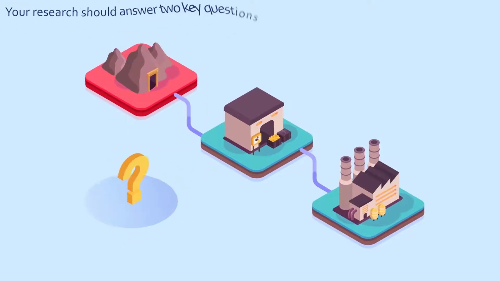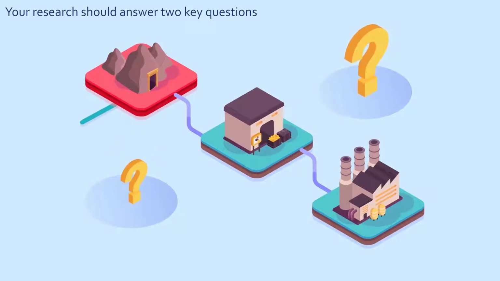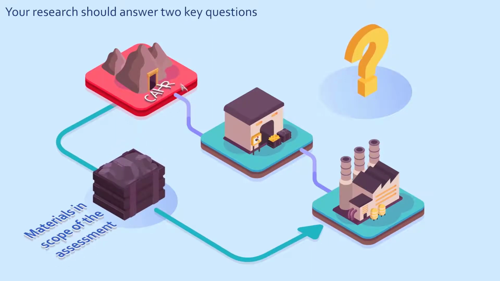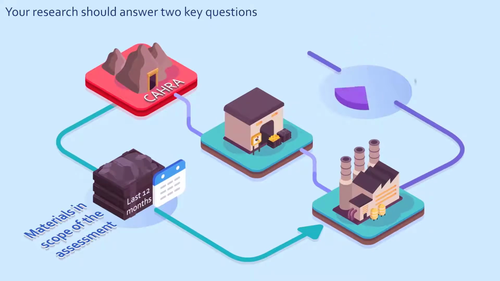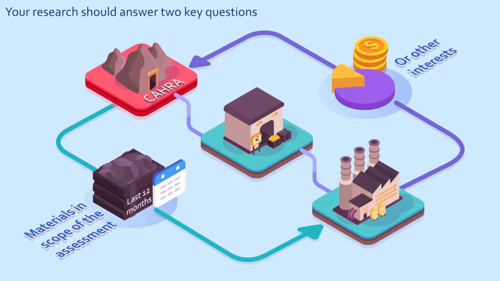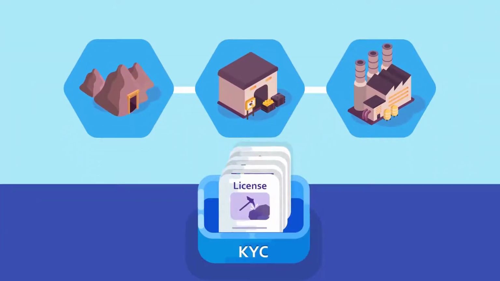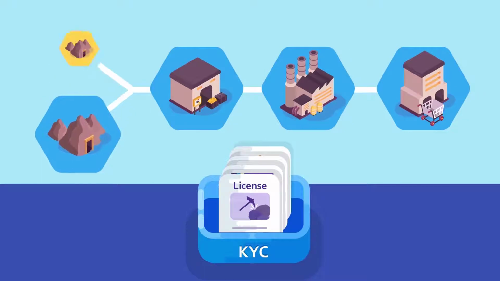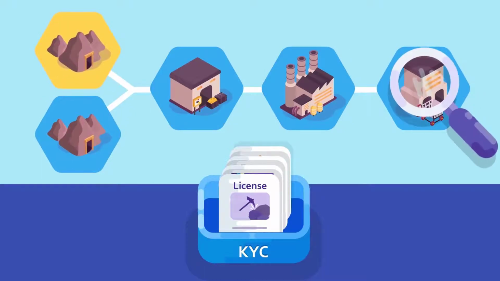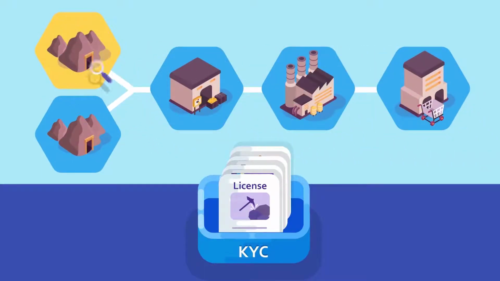Your research should answer 2 key questions. Has the supplier sourced materials from a CAHRA in the last 12 months? And does the supplier have shares in any company based in a CAHRA or that sources materials from a CAHRA? That means any shares at all, even a 1% stake. You need to know this for each supplier you work with, both at the start of the relationships and whenever there are changes to your relationship with the supplier or to their business.